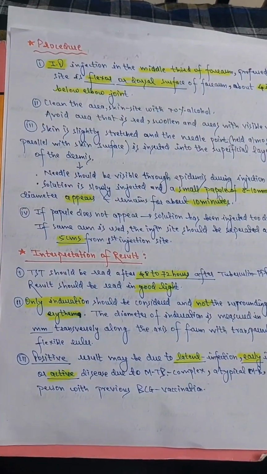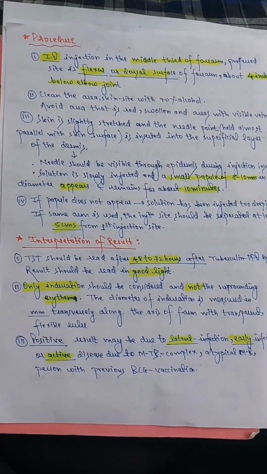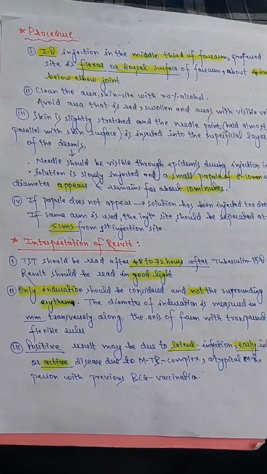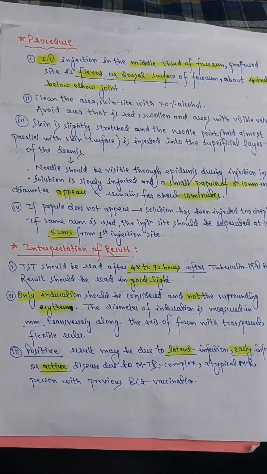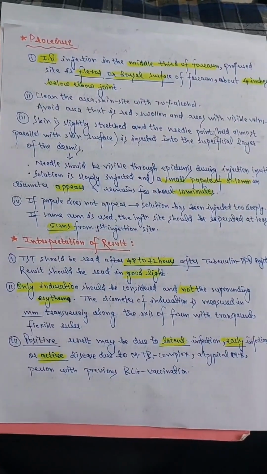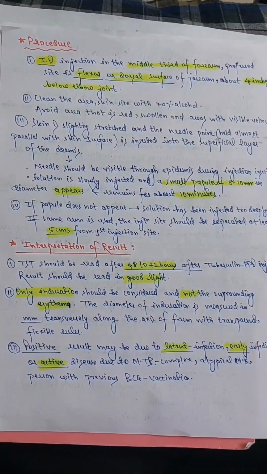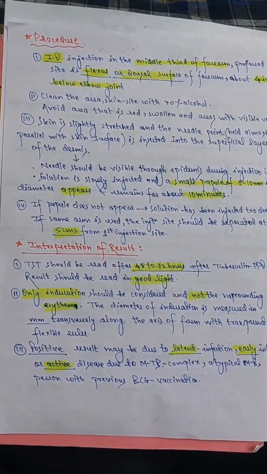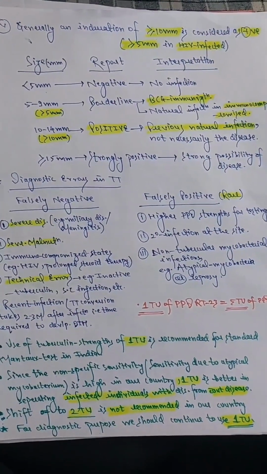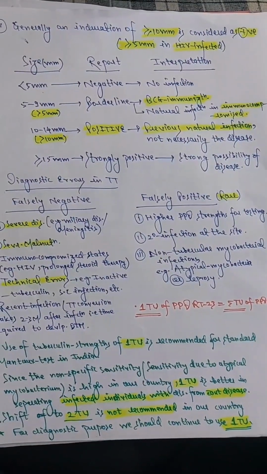The result should be read in good light, and only induration should be considered and not the surrounding erythema. This is very important. The diameter of induration is measured in mm transversely along the axis of the forearm with a transparent flexible ruler. The positive result may be due to latent infection, early infection or active disease due to Mycobacterium tuberculosis complex, atypical mycobacterium or a person with previous BCG vaccination. Generally, an induration of more than or equal to 10 mm is considered positive, whereas more than 5 mm in HIV infected is considered positive.